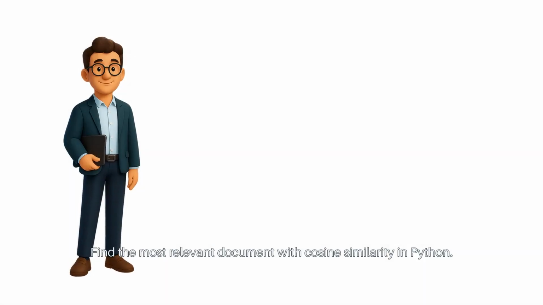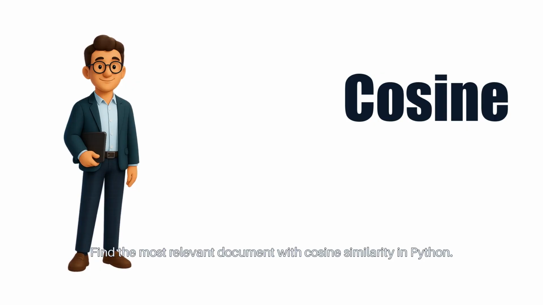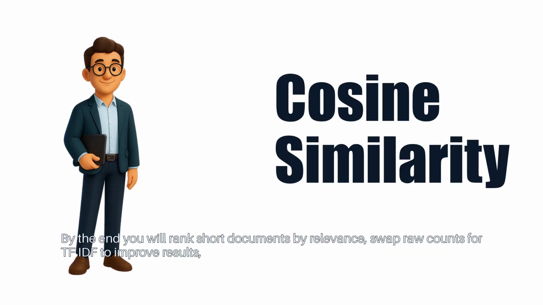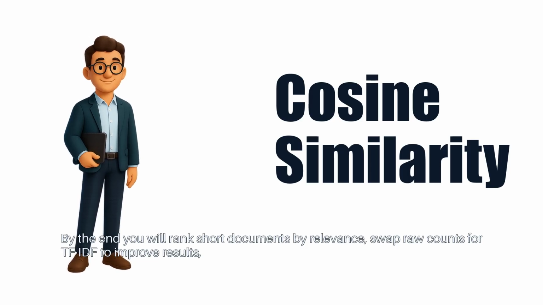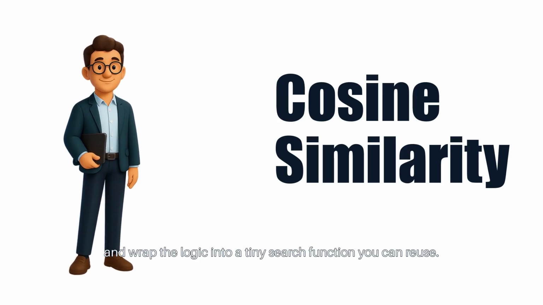Find the most relevant document with cosine similarity in Python. By the end, you will rank short documents by relevance, swap raw counts for TF-IDF to improve results, and wrap the logic into a tiny search function you can reuse.